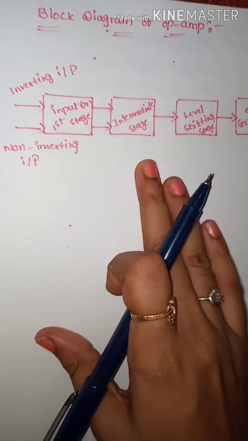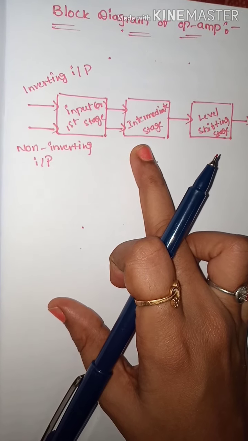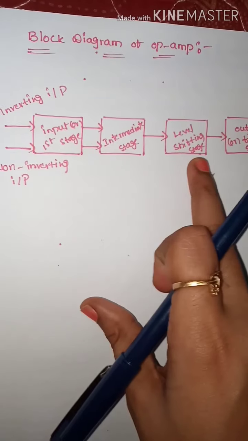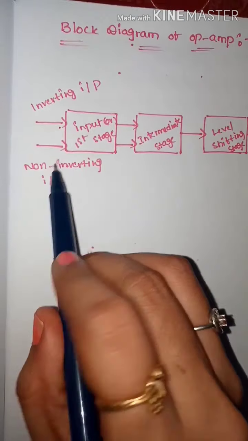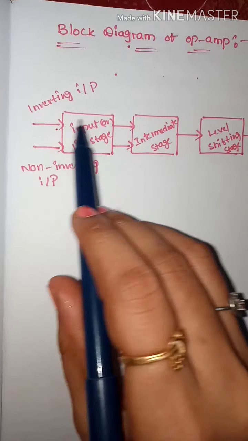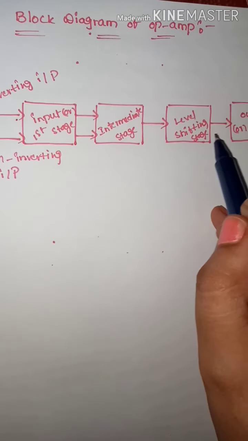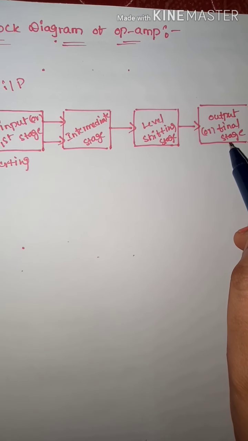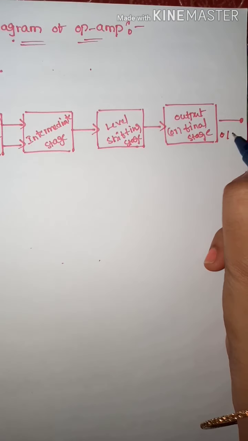See here, this is the block diagram of an op-amp. The op-amp is a multi-stage amplifier, that is, it has different stages. The block diagram of the op-amp is shown here. This is the inverting input, this is the non-inverting input. First is the input stage, second is the intermediate stage, third is the level shifting stage, and the final stage is the output stage. This is the output.